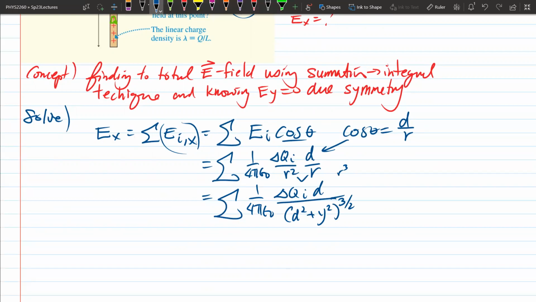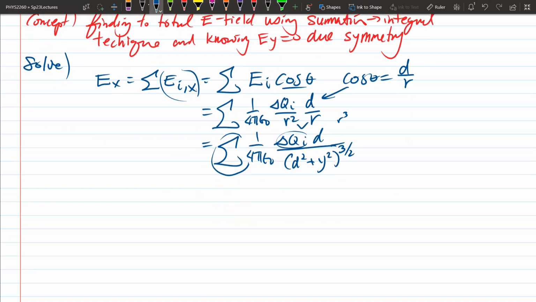Now we're going to use our summation-to-integral method, where instead of a summation over all the charges, if I take that delta Q as it goes to 0, that's the same thing as an integral. So instead of writing delta Q, I'm going to write dq. There's that d still around. There are multiple meanings of d around, unfortunately. Maybe I shouldn't have picked d as the variable. Now we have this crazy looking integral.